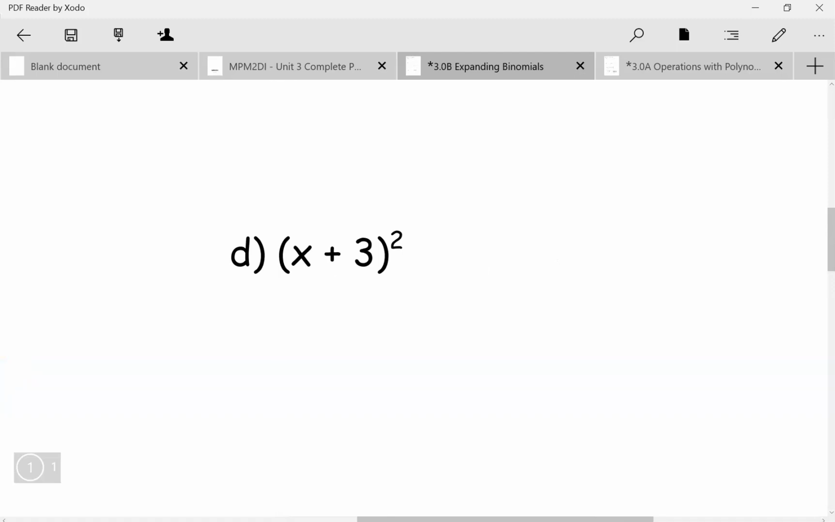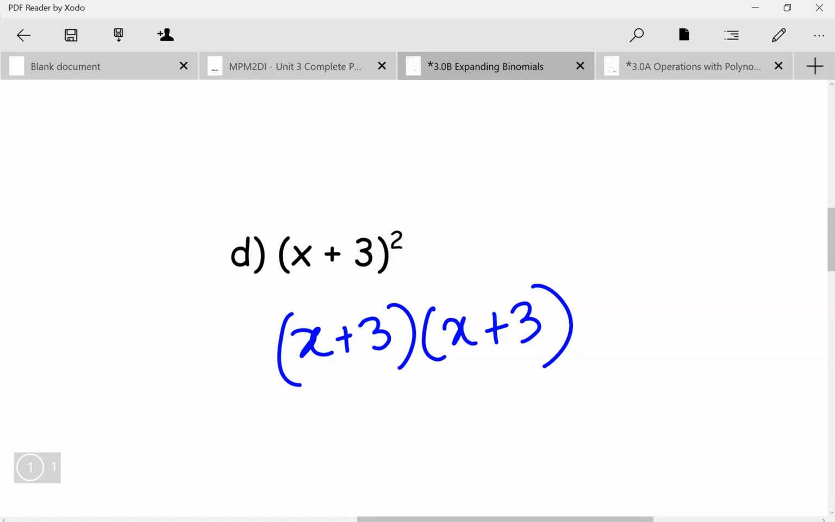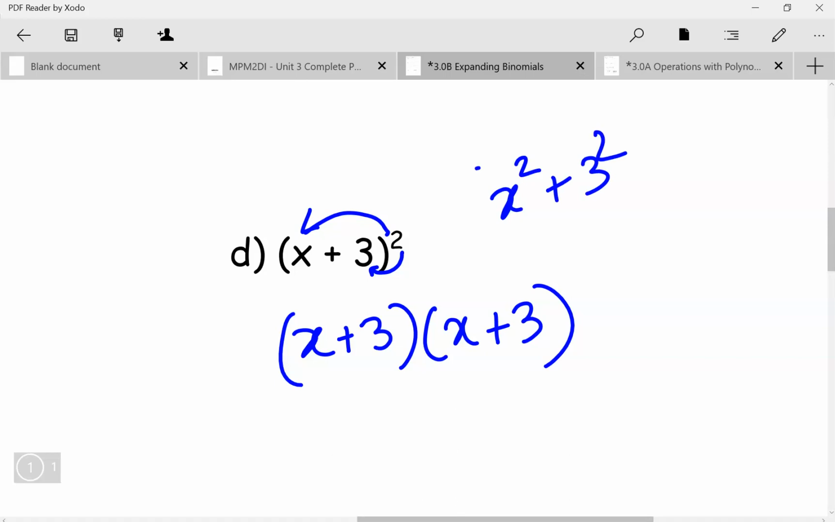This is an interesting case. Be very careful about this one. We have x plus 3 times itself. That is what x plus 3 squared is. Please do not distribute. You cannot just take the square and put it for the x and put it for the 3. This is not equal to x squared plus 3 squared. This is completely wrong. You cannot do that.